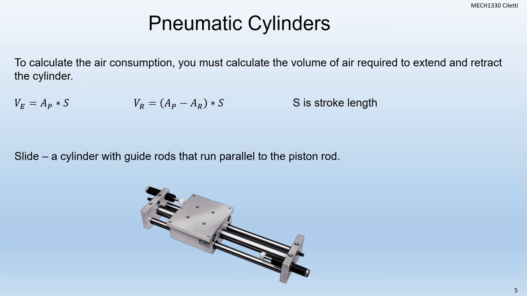Nothing super new here, other than we're adding the stroke length. So the extension volume is going to be the area of the piston times the stroke, and the retraction volume is going to be the difference in the area times the stroke. And then the slide, you can see pictured there, is a cylinder with guide rods that run parallel to the piston. You can see that in class on our 870 trainer station 1. Our pickup cylinder has guide rods on it.